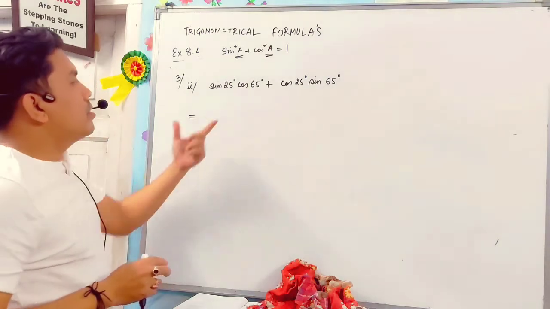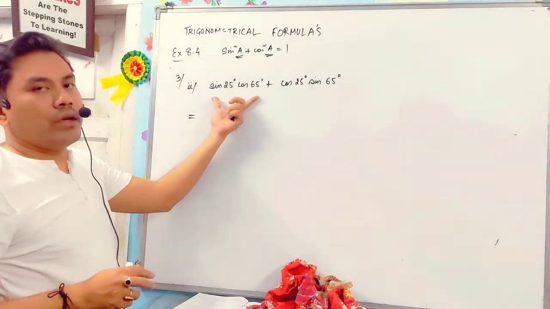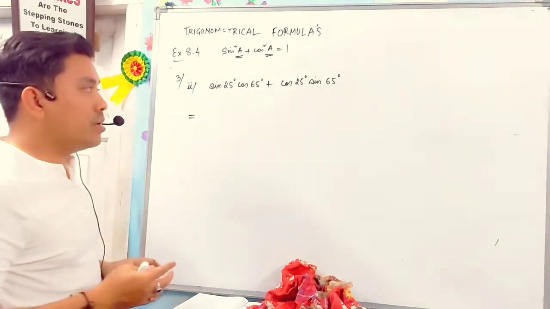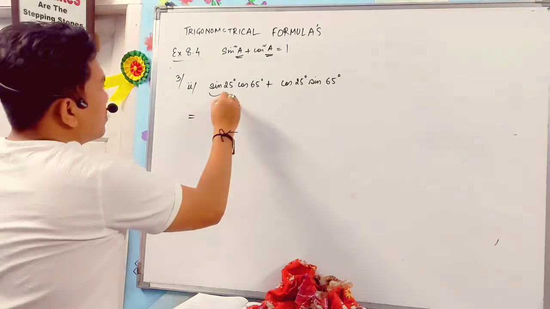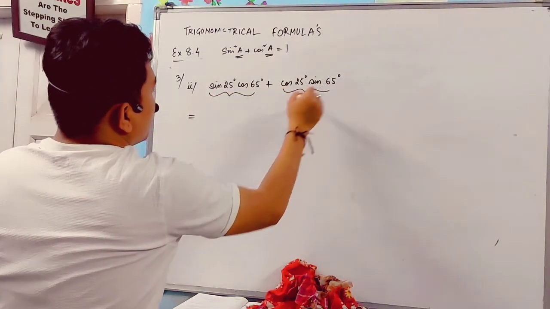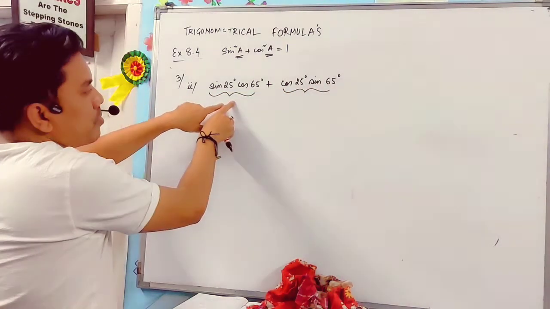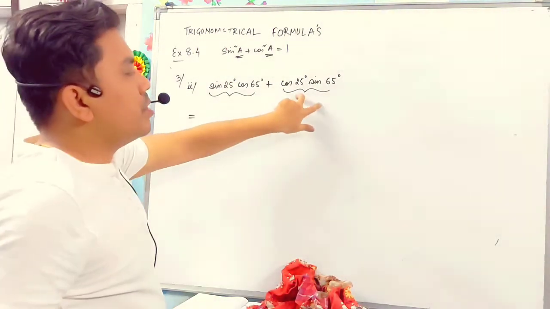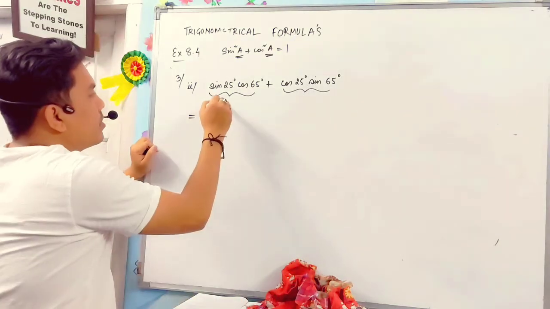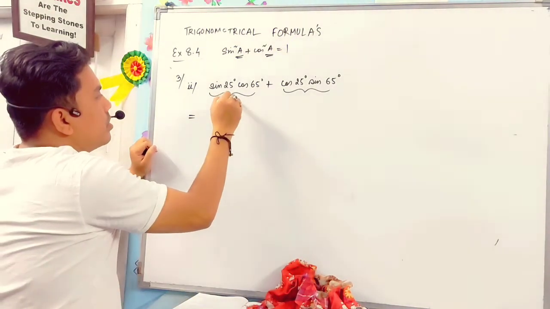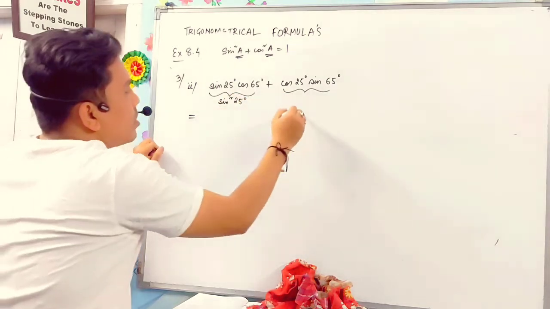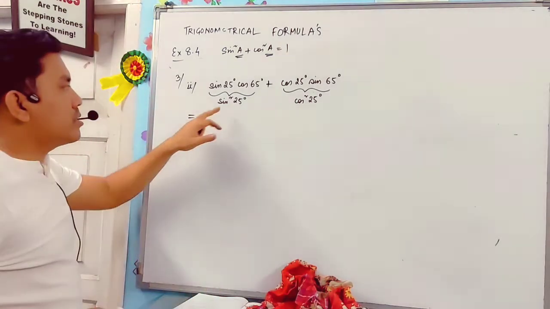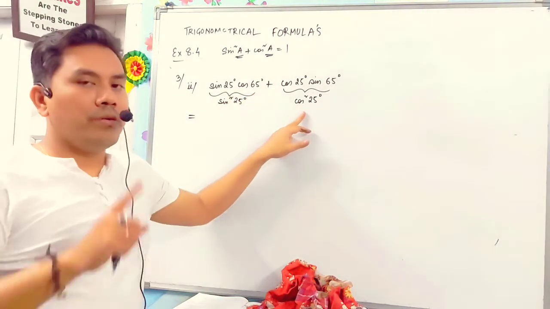Here again we have to convert according to sin square a plus cos square a. In place of that we can put 1. In place of this we'll try to bring sin square 25, and here we'll try to bring cos square 25 degree. Sin square 25 plus cos square 25 will be 1.